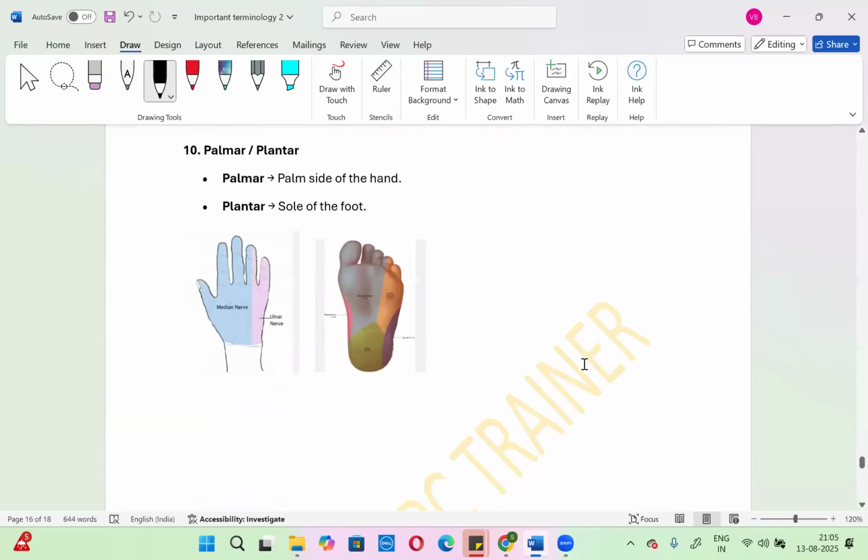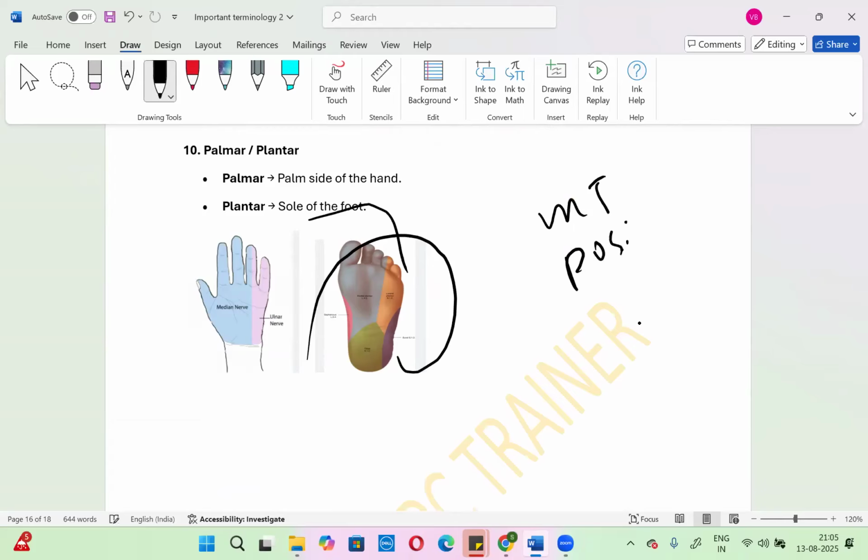Next comes palmar and plantar. Palmar is nothing but the palm side of the hand. Plantar is nothing but the sole of the foot. So these are the basic positions of the body you should know. So today's session was about the medical terminology and also the positions of the body.